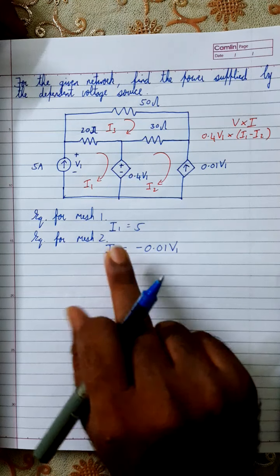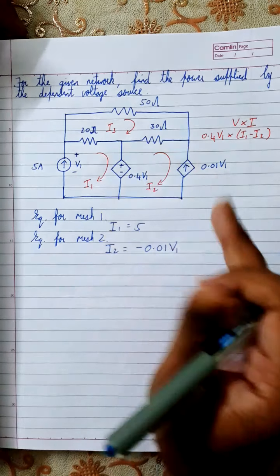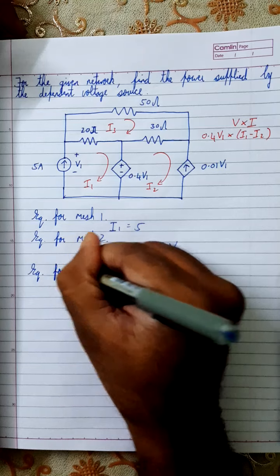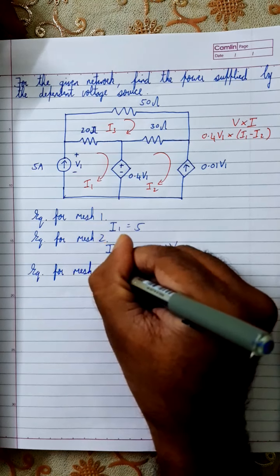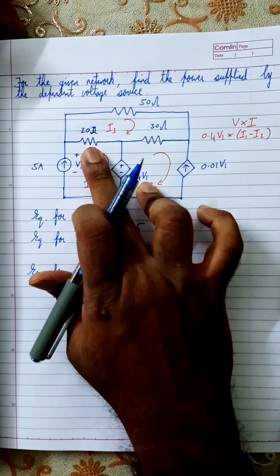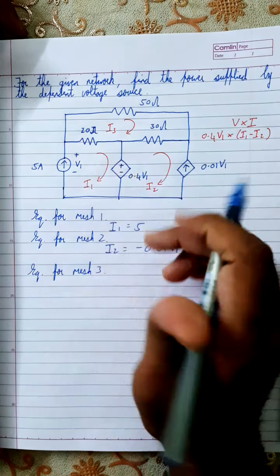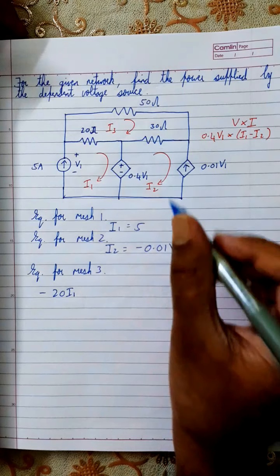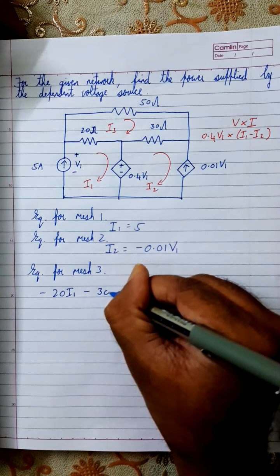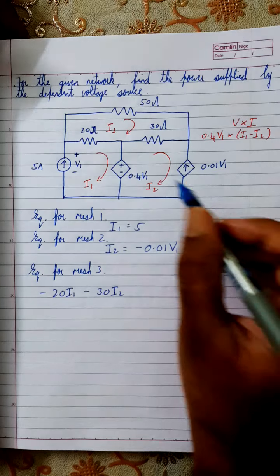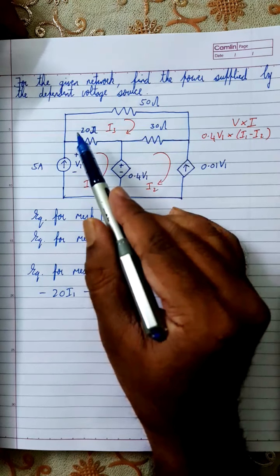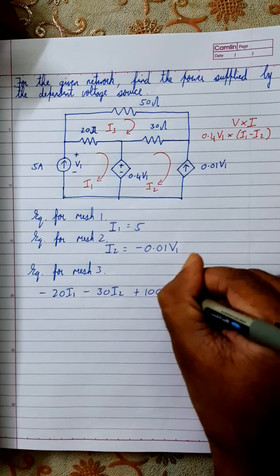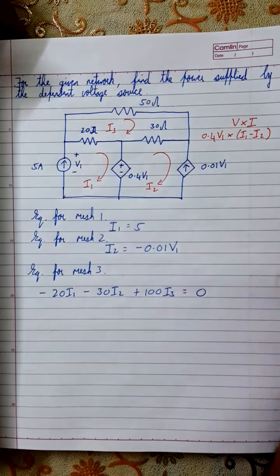So now I found the mesh 1 equation and the mesh 2 equation. Then let me write the mesh 3 equation. I1 is touching only this resistor, which gives minus 20 I1, and I2 is touching only this resistor, so it becomes minus 30 I2. I3 touches all three resistors, 20 plus 30 plus 50, that is 100 I3, equal to 0.